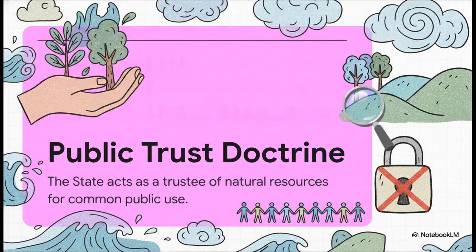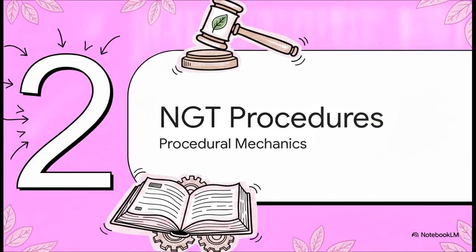When you write about this one, make sure to cite that these vital natural resources cannot be privatized or converted for purely commercial gain by the government. The state just holds them in trust for us and obviously for future generations. All right, moving right along to Section 2, NGT Procedural Mechanics.